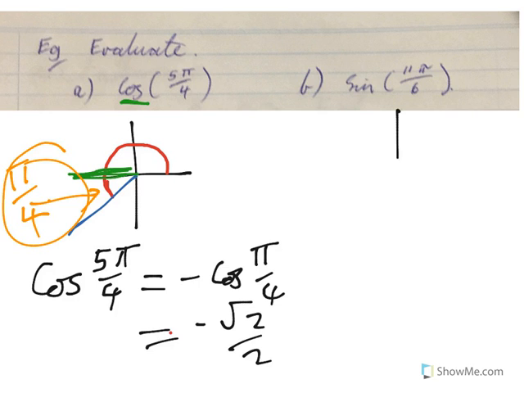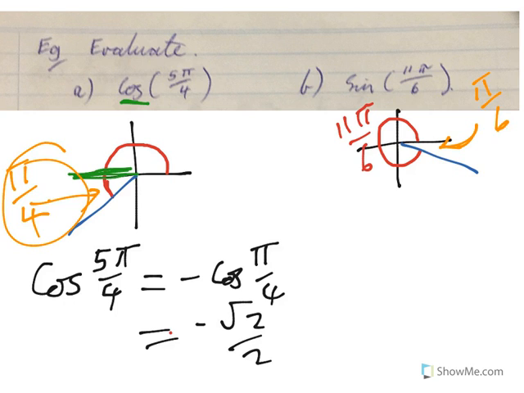Similarly over here, sine of 11 pi on 6. Well, 12 pi on 6 is a whole circle, so we're not quite getting to the full circle. That red one I've done is 11 pi on 6. So that means that this angle in here is pi on 6.